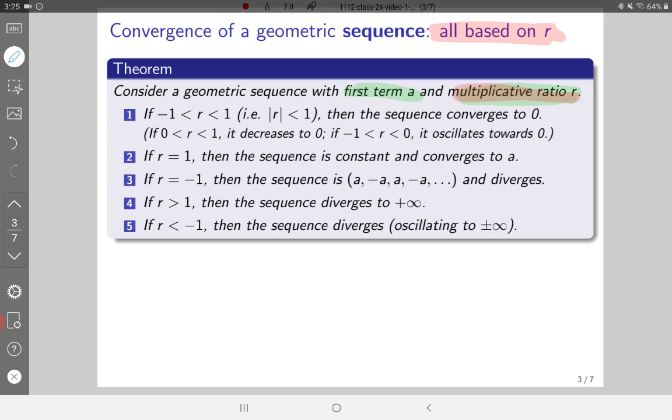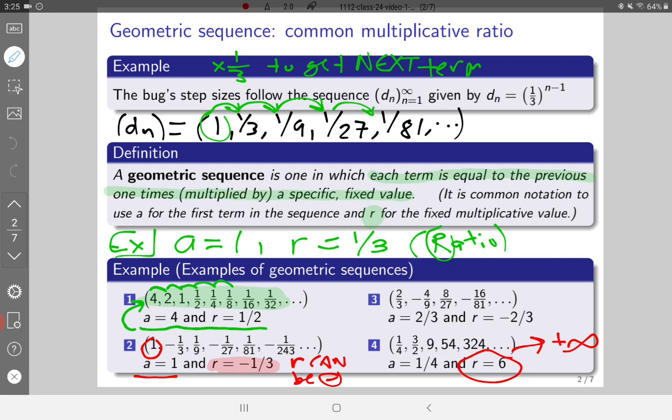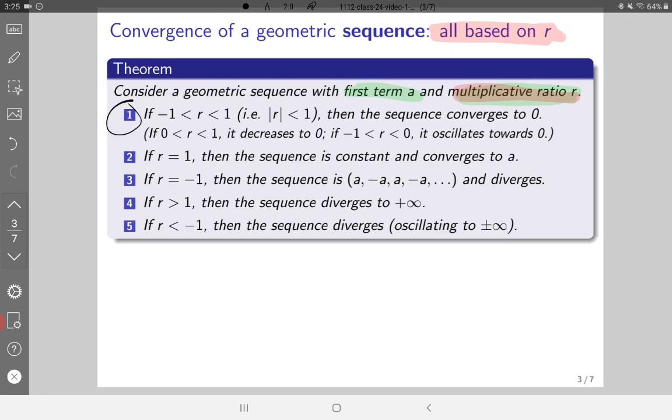So let's look back at some of these examples on the previous slide. My bug example of 1, a third, a ninth, a 27th. I hope you can see after thinking for a minute that that's going to converge to 0. I keep getting 1 divided by larger and larger and larger values in the denominator. It's getting tripled each time. So those values are going to decrease down to 0. That's precisely the situation I'm describing in bullet point 1 in this theorem.